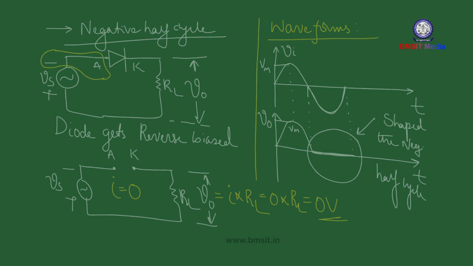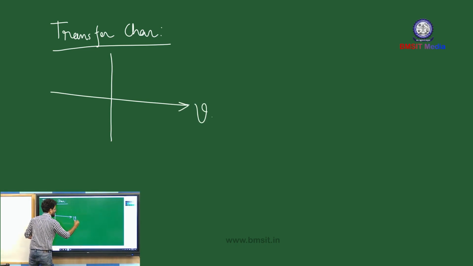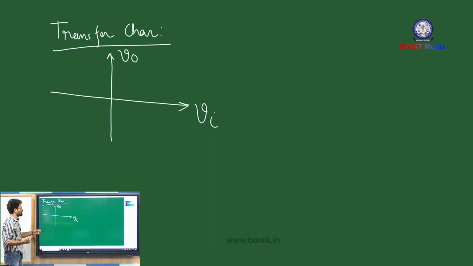So after writing the input and output waveform, we can also draw the transfer characteristics. To draw the transfer characteristics, we will project the input voltage along the x-axis and the output voltage along the y-axis. So the first quadrant is for positive Vi, positive V0. The second quadrant is for negative Vi and positive V0. Third quadrant minus Vi, minus V0, and fourth quadrant plus Vi, minus V0.